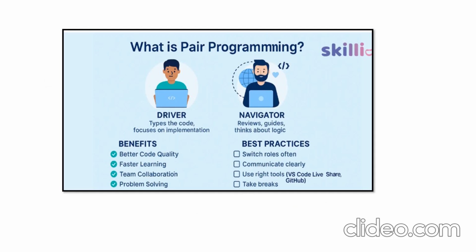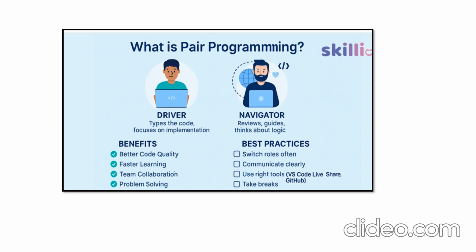The two programmers do not work independently. Instead, they continuously communicate, discuss problems, and make decisions together. The important point is that the two developers can frequently switch their roles. One can act as driver and another one can act as navigator, and vice versa. They change their roles simultaneously. This ensures both programmers get an opportunity to write code as well as review and guide the development process.